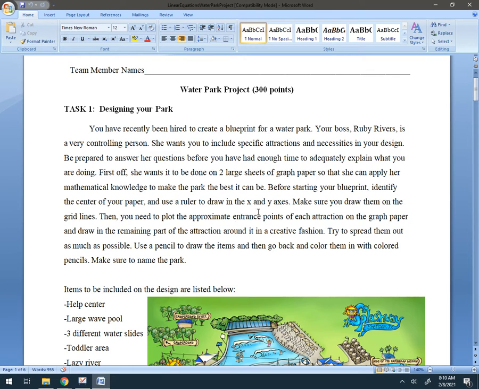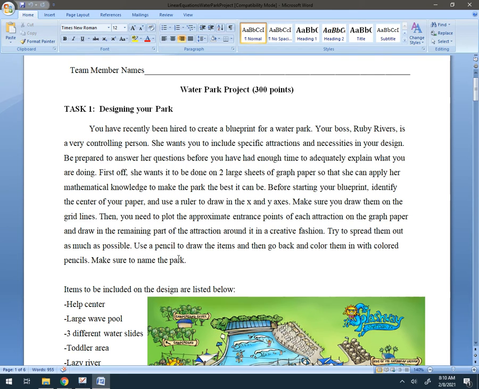After you draw your X and Y axes on the grid lines, like I just said, you need to plot the approximate entrance points of each attraction on the graph paper and draw in the remaining part of the attraction around it in a creative fashion. We're going to talk about what that means. Try to spread them out as much as possible. Use a pencil to draw the items, and then you can go back and color them in with colored pencils or markers to make it look really good.